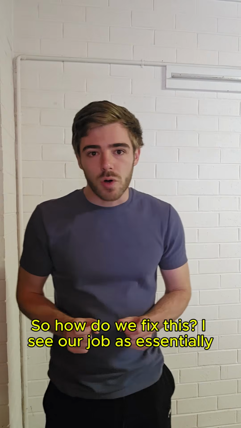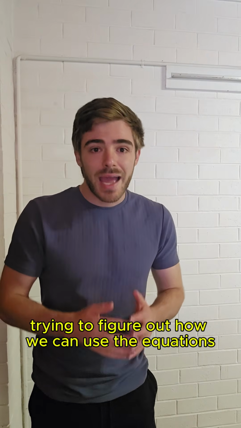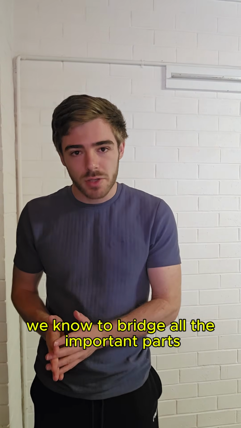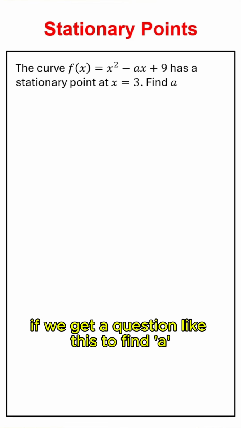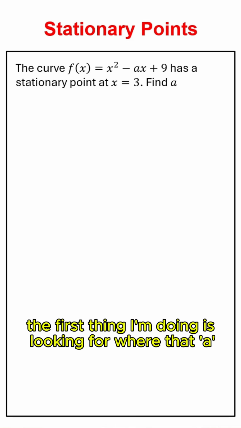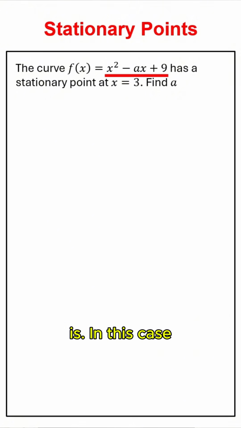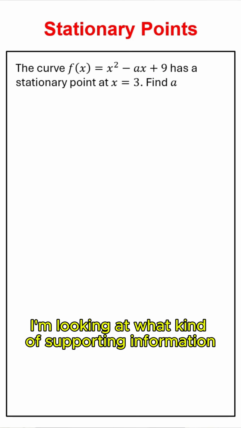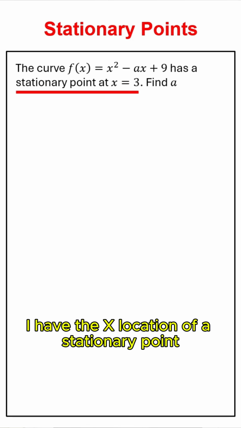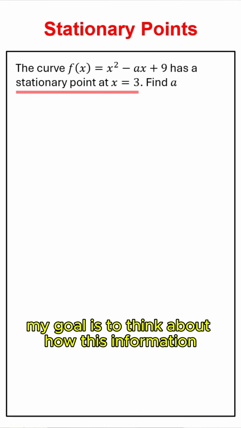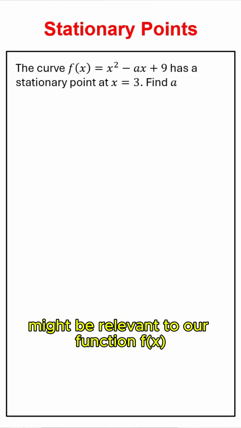I see our job as essentially trying to figure out how we can use the equations we know to bridge all the important parts of the question together. For example, if we get a question like this to find a, the first thing I'm doing is looking for where that a is. In this case, it's in our function, f of x. Next, I'm looking at what kind of supporting information I have. In this case, I have the x location of a stationary point. My goal is to think about how this information might be relevant to our function f of x.